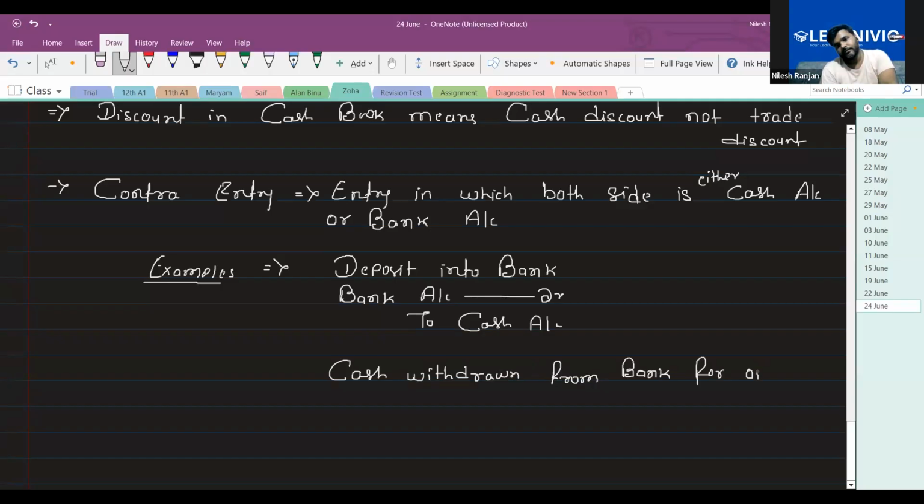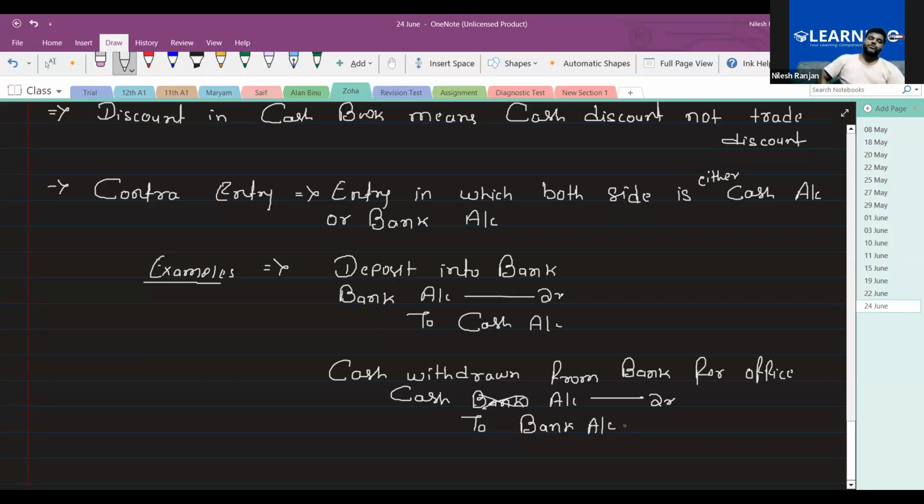Okay, cash withdrawn from the bank. So it will be cash account debit to bank account. If it is for personal use, it will be drawing account debit to bank account. Sorry, that is, cash account debit to bank. Okay. Is that clear? Yeah, it's clear.